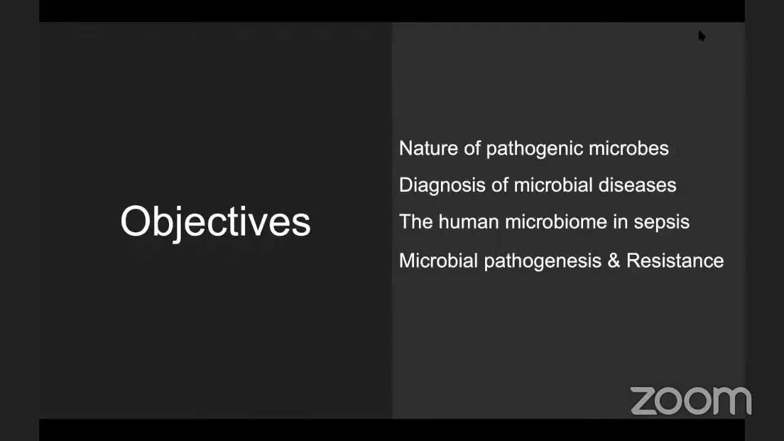So basically, we hope that at the end of this talk, you will be able to consider the nature of pathogenic microbes that you're most likely going to meet when you're handling patients with sepsis or septic shock, and then the diagnosis of microbial diseases. How do we do that? And then human microbiome and sepsis. Is there an interplay? Do organisms actually protect us from getting sepsis and septic shock? And if they do, how do they do that? And how do they interact with the immune system to protect us from the extremes of organ dysfunction? And then we shall talk about microbial pathogenesis and resistance.